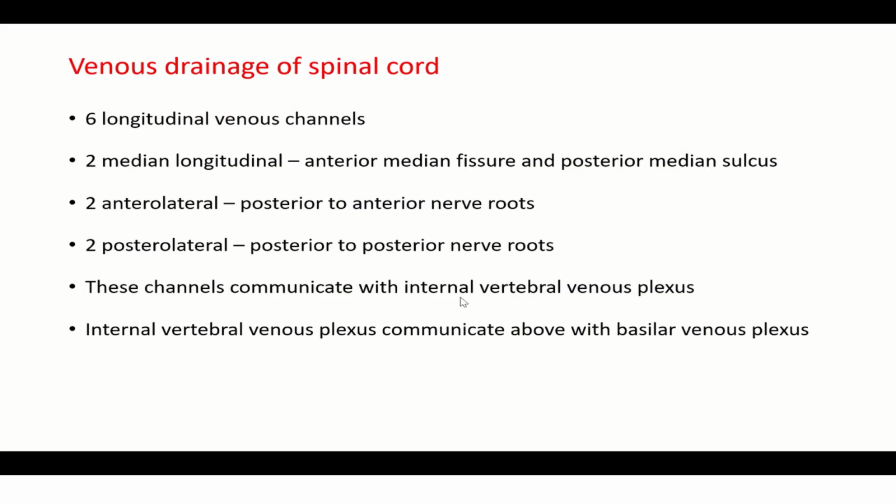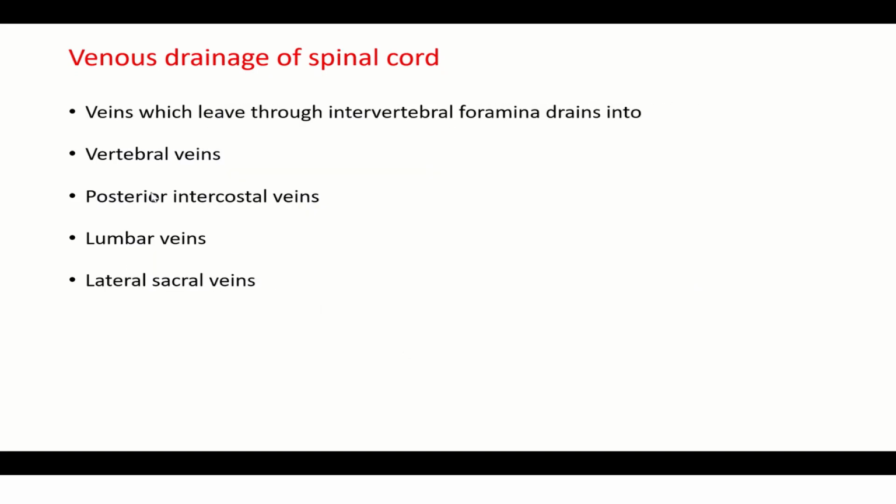These channels communicate with the internal vertebral venous plexus, and the internal vertebral venous plexus communicates above with the basilar venous plexus. The veins from the internal vertebral venous plexus leave through the intervertebral foramina and drain into vertebral veins, posterior intercostal veins, lumbar veins, and lateral sacral veins.